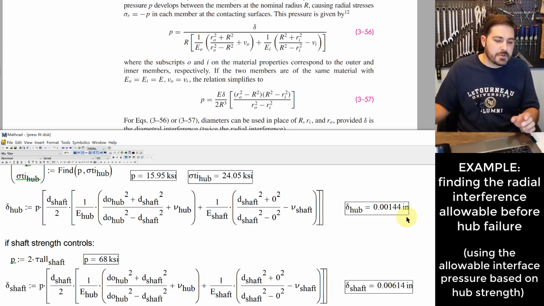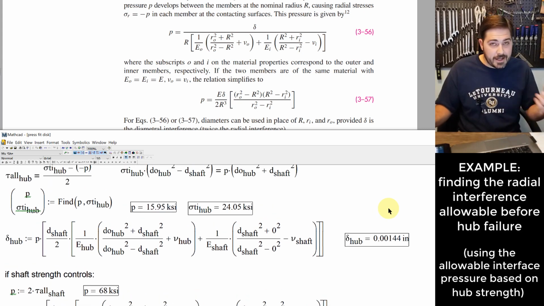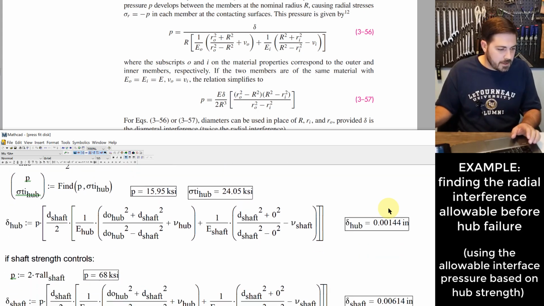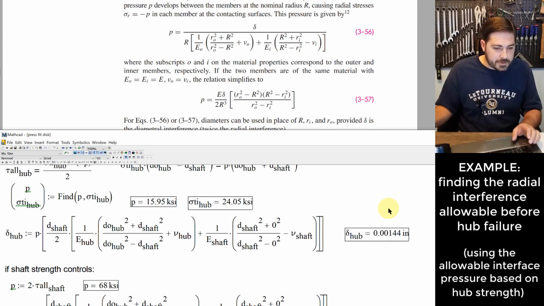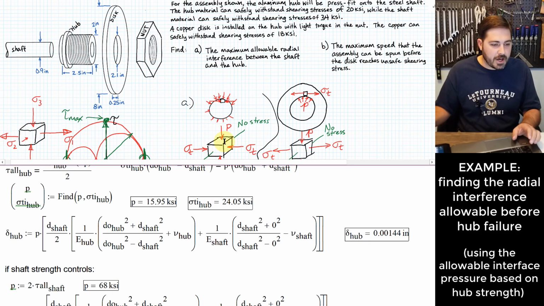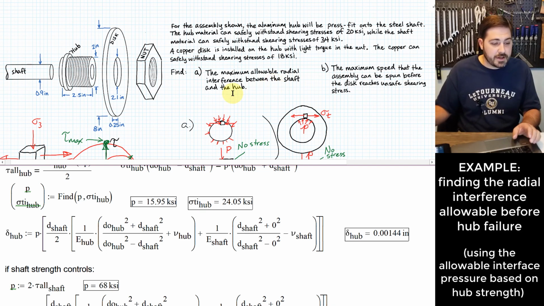All right, and it changed those two answers slightly. I mentioned earlier it was about 6/1000ths of an inch. This one is a lot smaller. This one is only about a little bit more than 1,000th of an inch of radial interference that we can tolerate if it is the hub that controls what that value actually is. Okay, so we've got those set up now, and I believe that is what we were asked to find in our original problem. All right, the maximum allowable radial interference between the shaft and the hub.